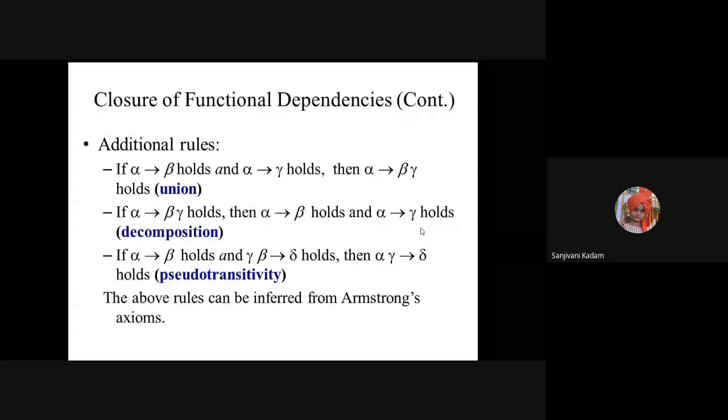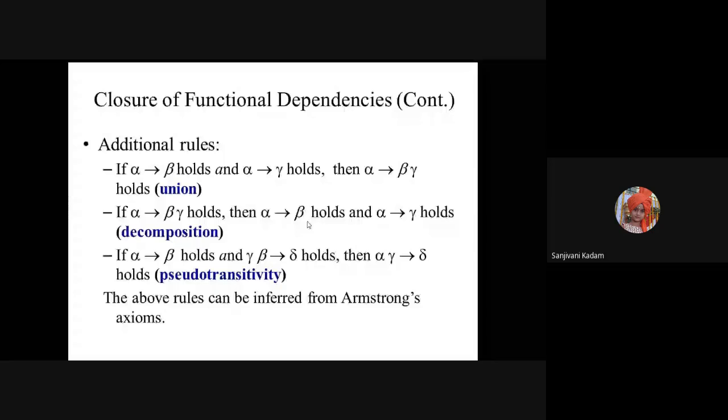Next, the decomposition rule. It means that whenever we are having a functional dependency alpha holds on beta gamma, or alpha gives beta gamma, then we can distribute these two attributes: alpha gives beta and alpha gives gamma. So here decomposition and union rules are applied in order to have more combinations, and to check whether any other functional dependency exists for this left hand side or right hand side, so that we can go for applying many more rules.